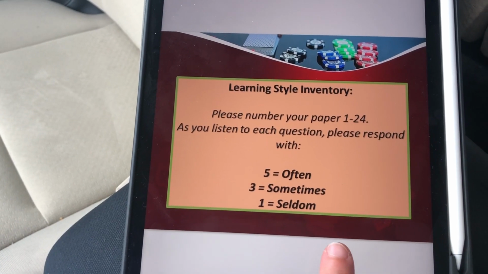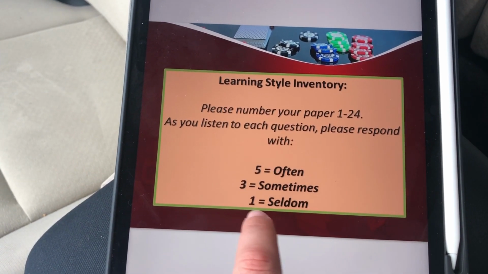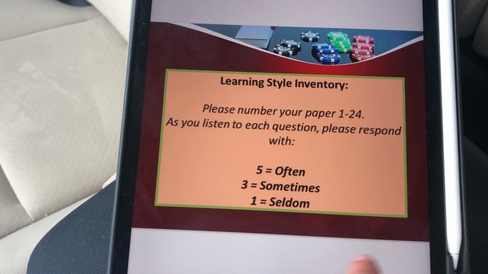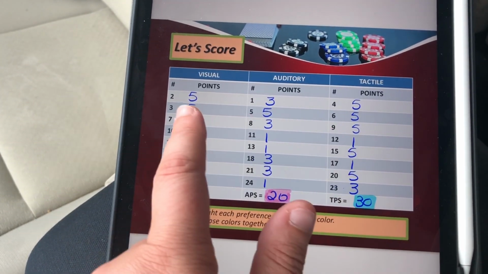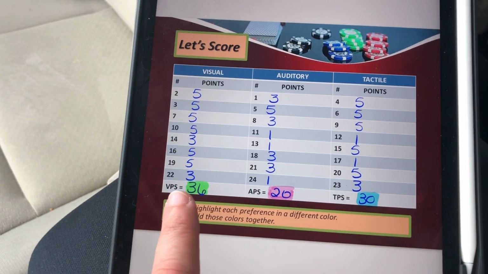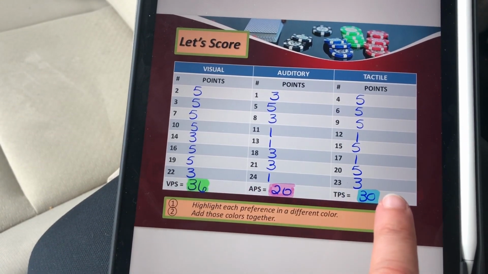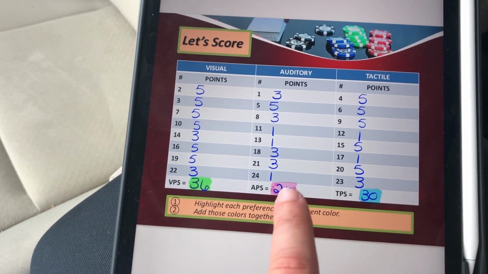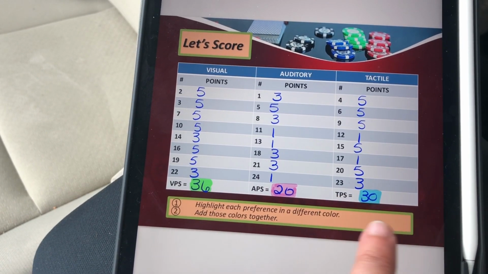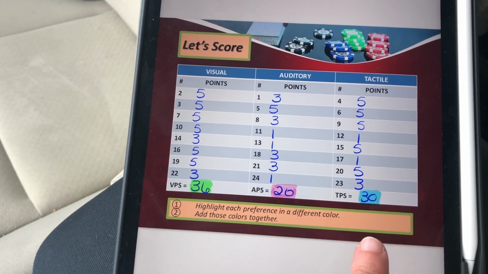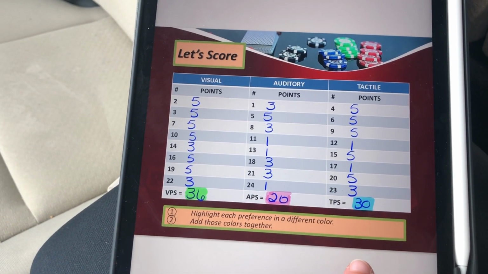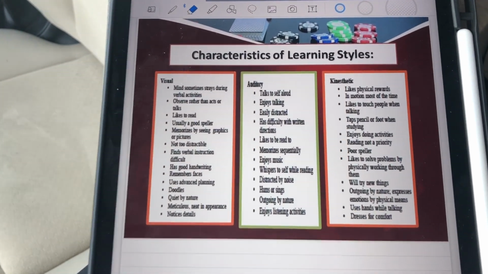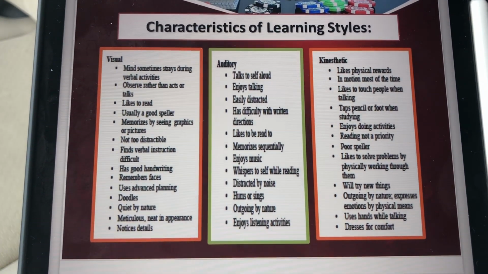So this one I'm just going to scroll through because it's 24 questions, and we had to rank them by 5, 3, or 1. And then depending on the question, we tallied up those numbers. So I'm more of a visual learner, and then my second best way to learn is tactile, and the least is auditory. But it's really interesting learning more about yourself this way, and you could do something similar with your students. And we were learning about the different characteristics of those learning styles.